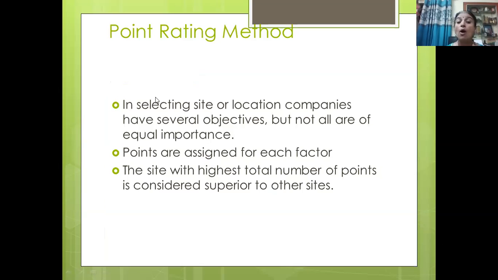And then comes the point rating method. That was the factor rating method. Here it is the point rating method. Here also we are doing the rating, but we are doing the rating for points, not the factors. In selecting a site or location, companies have several objectives, but not all are of equal importance. Points are assigned for each factor. The site with the highest total number of points is considered superior to the other sites. Here we are giving the ratings to the points.